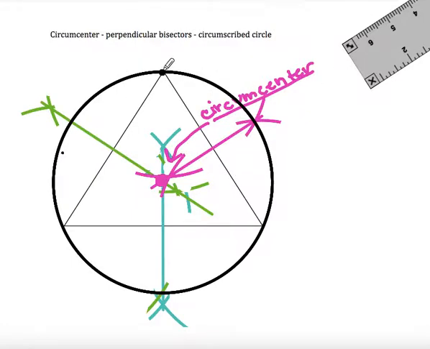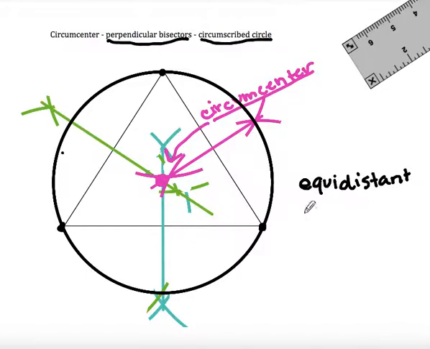So the circumcenter is equidistant from the vertices. So it's the perpendicular bisectors. It makes the circumscribed circle, and it is equidistant, meaning the same distance from the vertices.